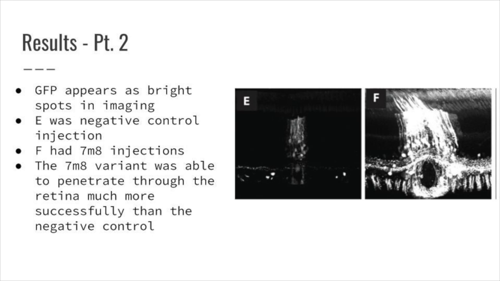So moving forward, they took the 7M8 virus and a normal AAV as their negative control, and they used these to deliver GFP genes to the retina of non-human primates. And then following this injection, they imaged the cross-section of the retinas to test for the GFP fluorescence, and they found that 7M8 was very successful. You can see in panel E, which is their negative control, that there's very little fluorescence as opposed to F, which shows that the virus was able to successfully penetrate all the way through the layers of the retina.